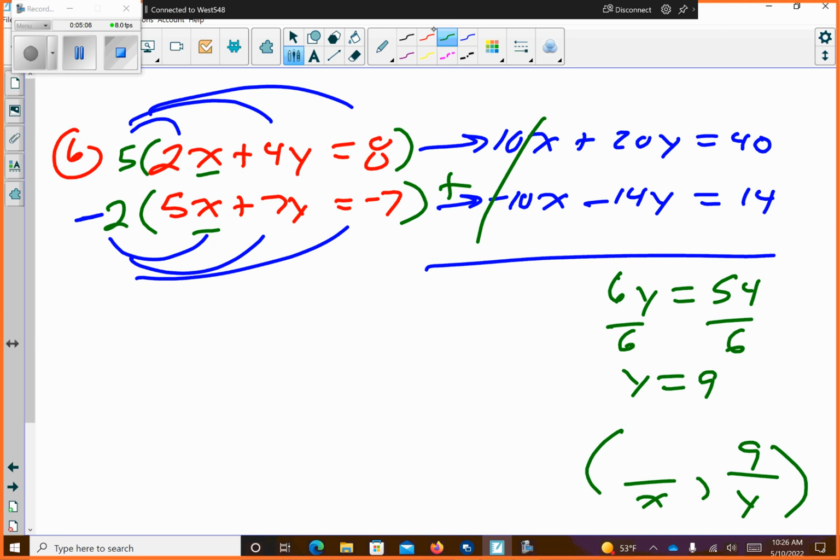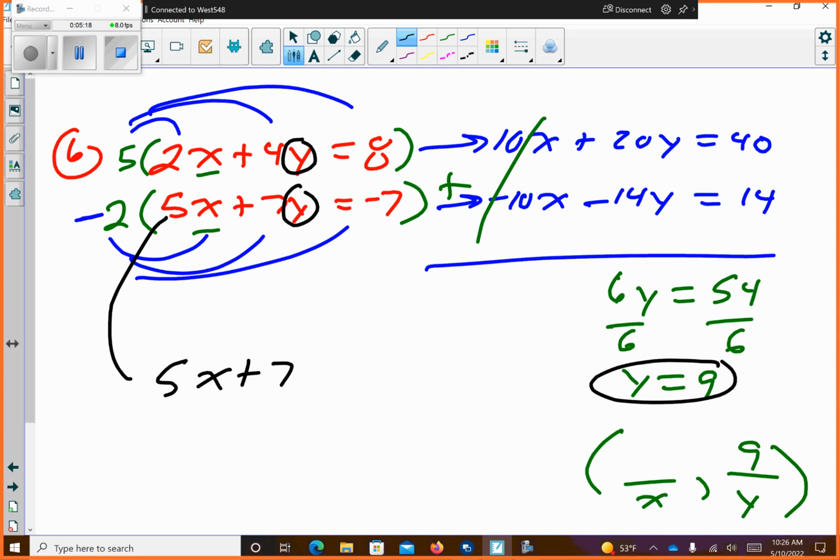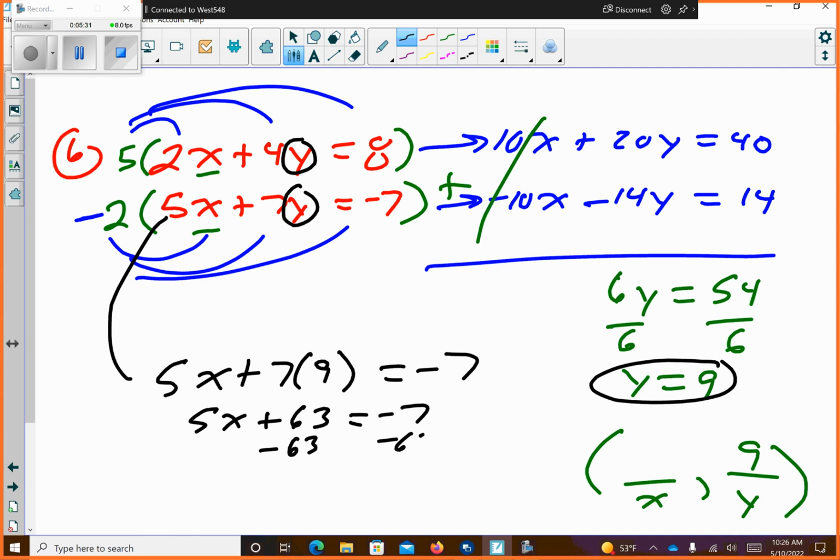So I get a 9. I'll take y equals 9 and plug it into either of the two equations. Doesn't matter which one, they'll give the same answer. So I'll pick the bottom equation this time. I get 5x plus 7, and I'm going to replace that y with a 9. So then I get 5x plus 63 equals negative 7. Subtract 63 from both sides. So I get 5x equals negative 70. Divide by 5, and I believe that's negative 14.